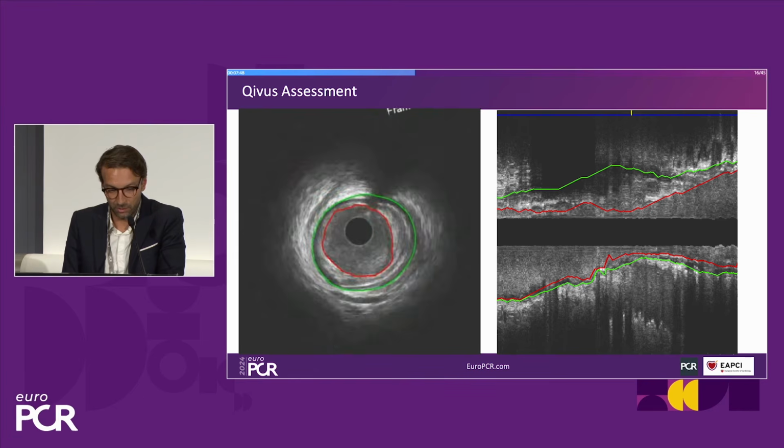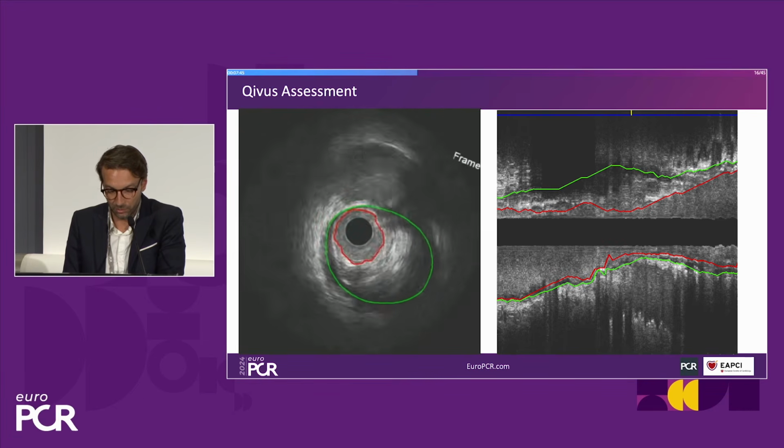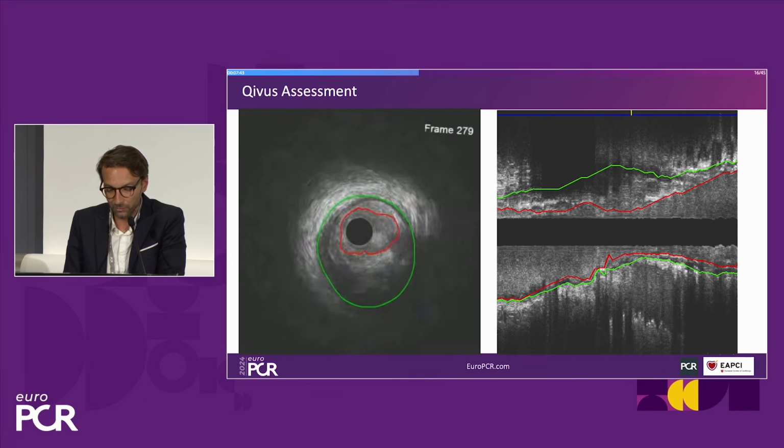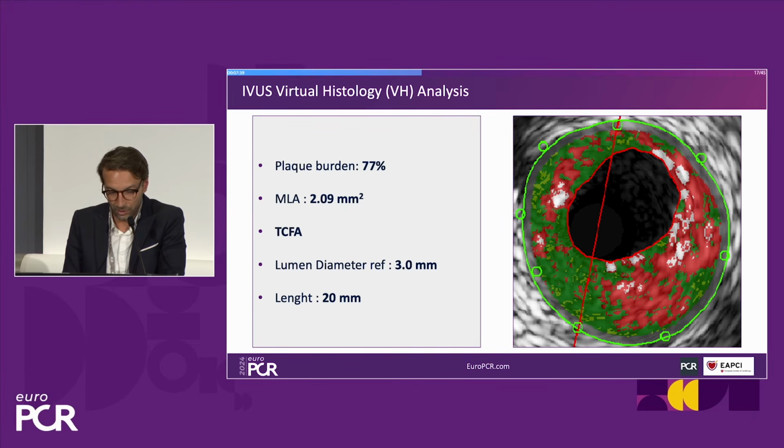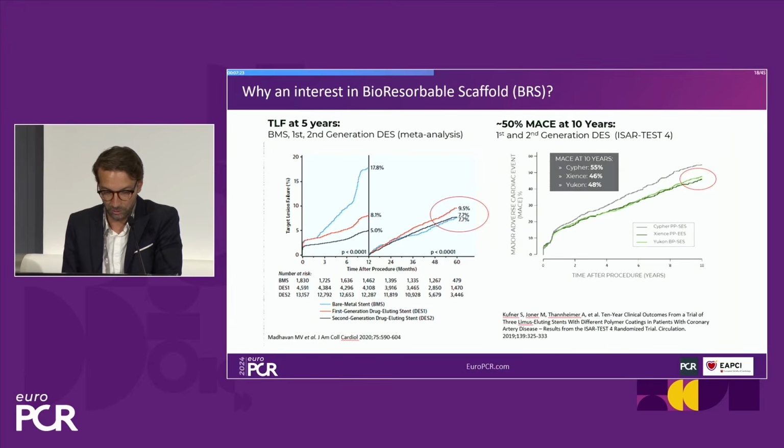In this case, we did the QIVUS assessment with the MEDIS system that showed this lesion, and virtual histology showed a plaque burden of 77%, an MLA of 2.1 square millimeters, thin cap fibroatheroma type, a reference lumen diameter of 3, and a lesion length of 20 millimeters.